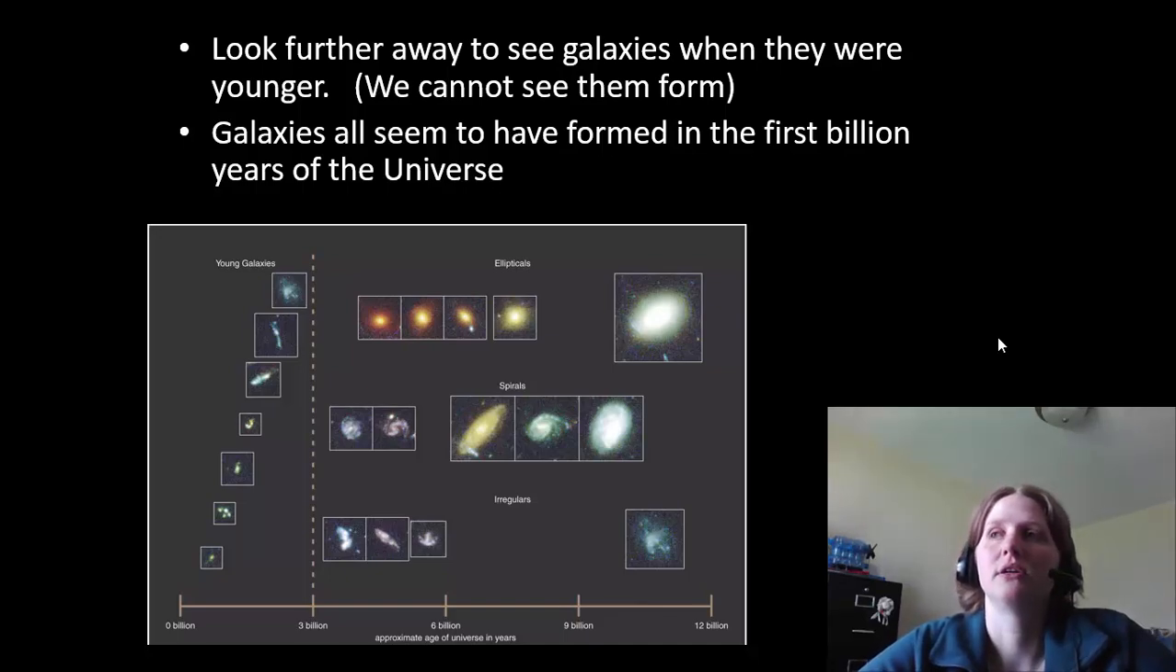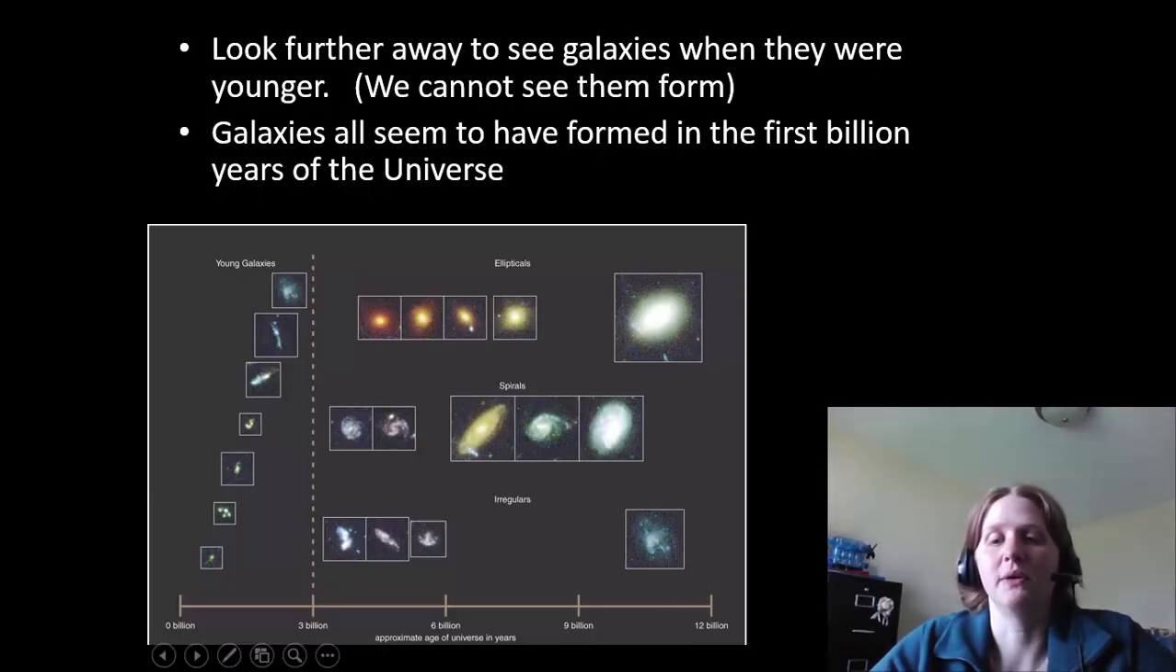So let's look now at the evolution of galaxies. And how we're going to do that is we're going to look at galaxies that are further away from us so we can see how they used to look in the past. So the universe right now is almost 14 billion years old.